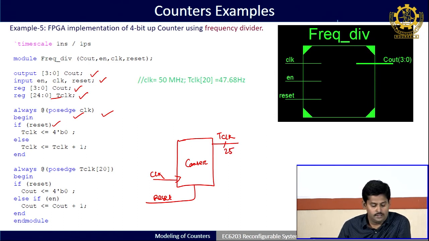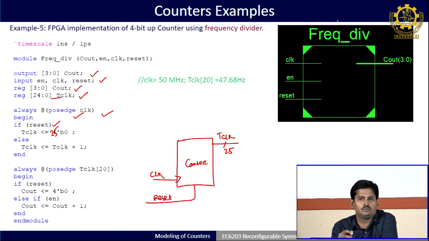Now, if I write this using an always block, then always at the positive edge of clock, if reset is high, my output will become 0, again 25 bit. So, you have to make it 25 bits of 0. Else, if reset is low, it will start counting up, like TCLK is equal to TCLK plus 1. That means the 0th bit will give you an output of 1 by 2. In the n-th bit, it will give you an output of 1 by 2 to the n.